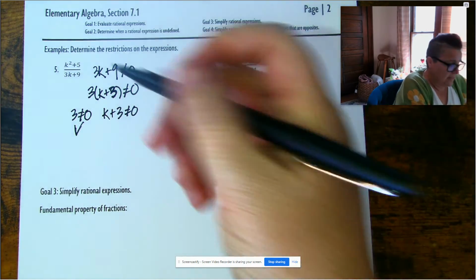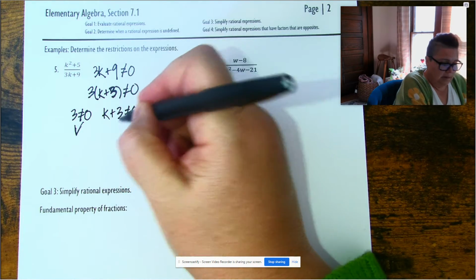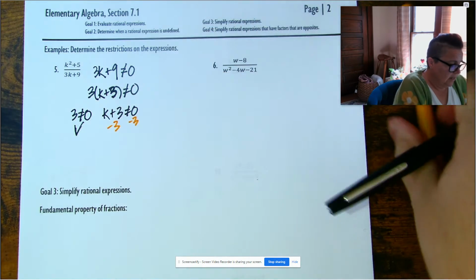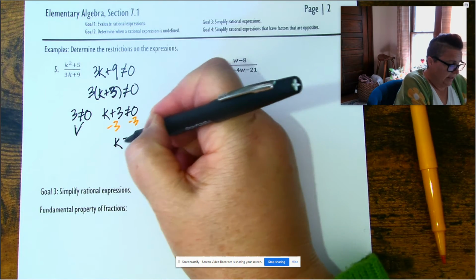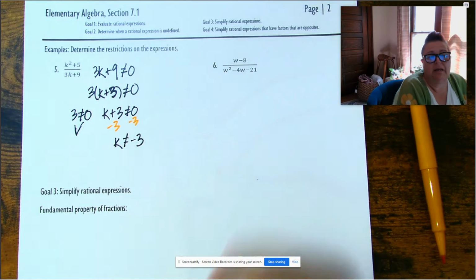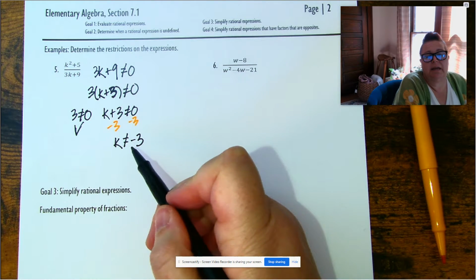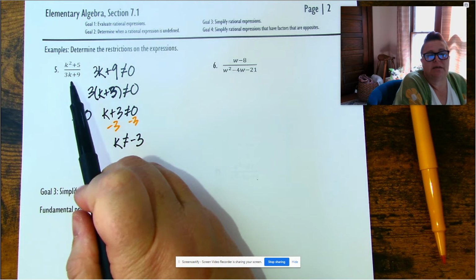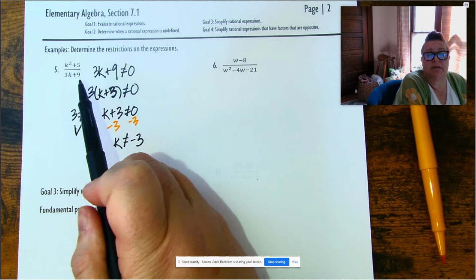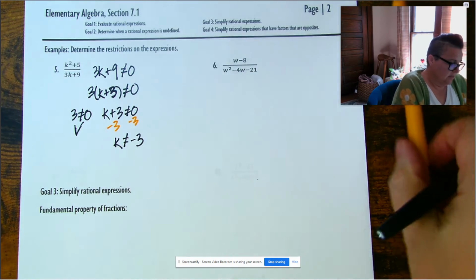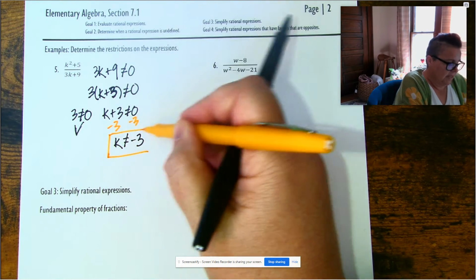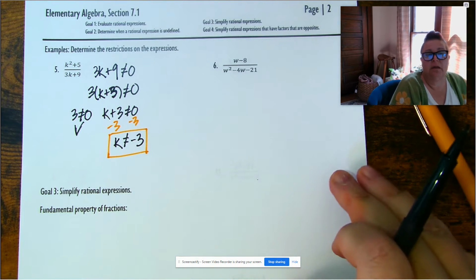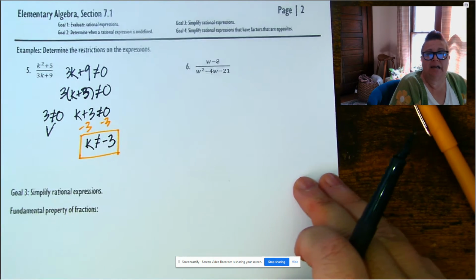If k plus 3 is not 0, then I would subtract 3 from both sides. And I actually get the restriction on k. K cannot be a negative 3. If k is a negative 3, then I have 3 times negative 3, which is negative 9 plus 9. Then I get a 0. So my strict restriction is that k cannot be a negative 3. Right? We can do this with any denominator.